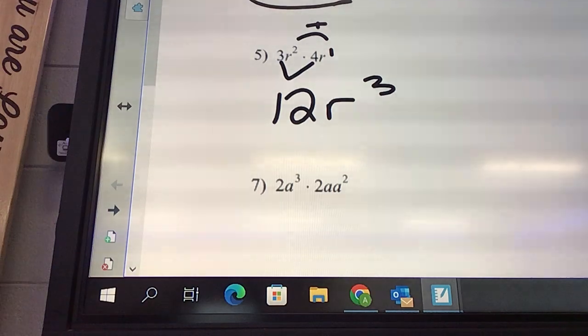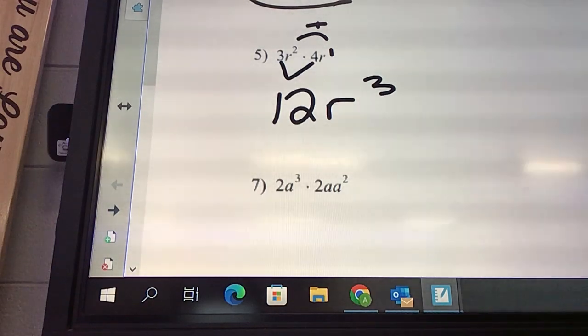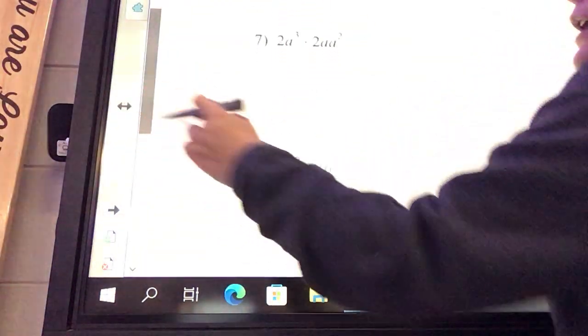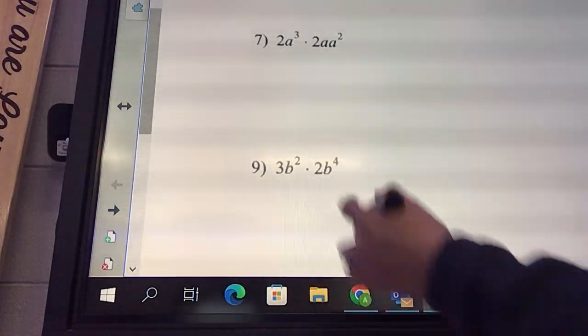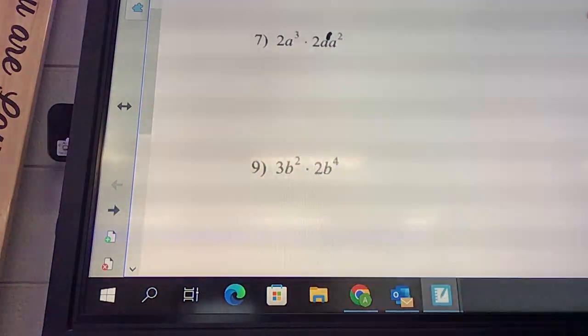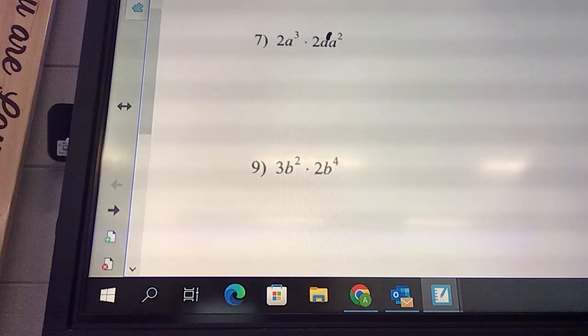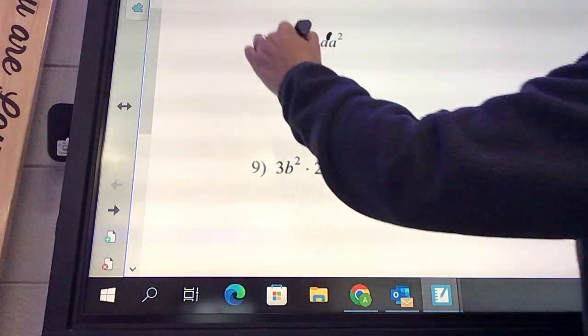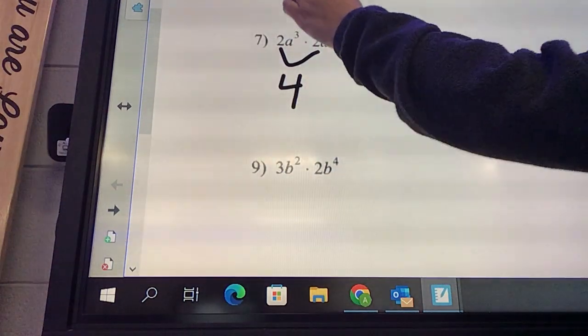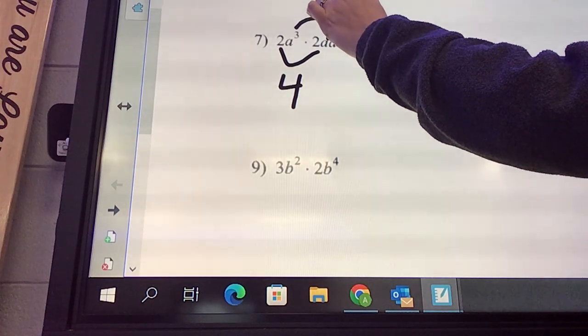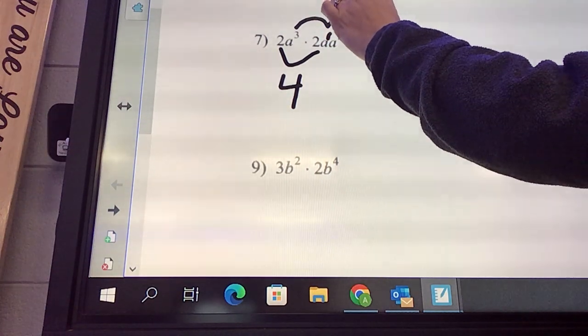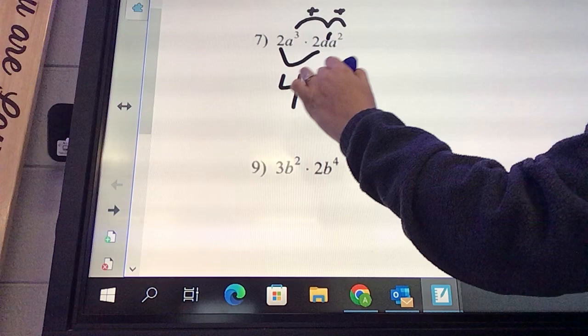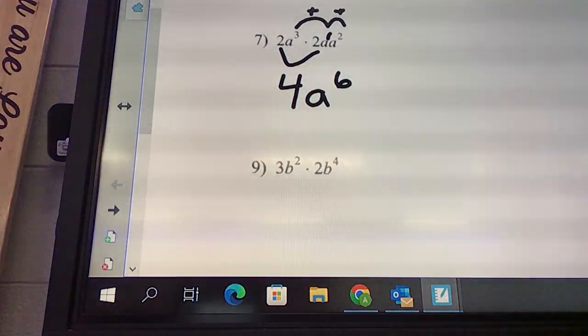Okay, looking at 7. Some of you guys were confused about a problem that looked like this the other day. Okay, this is no different than any other problem. There's really a 1 right here by that A. So you're going to say 2 times 2, 4. And then I got 3 plus 1, 4 plus 2 is going to be 6. So you're going to have A to the 6.